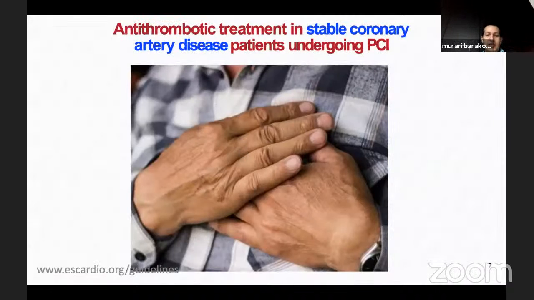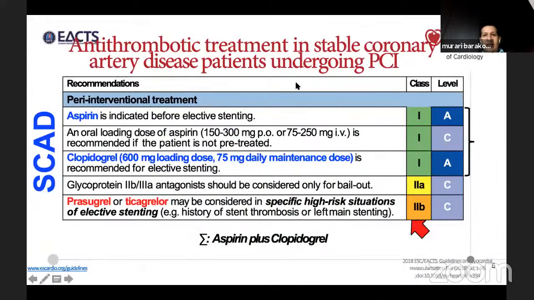Let's shift our gear to stable angina, chronic stable angina, unstable angina, and ST segment elevation MI as we divide our coronary artery disease, and accordingly the choice of therapy and duration of therapy differs. So in a patient with stable angina, most of the time we need aspirin along with clopidogrel.